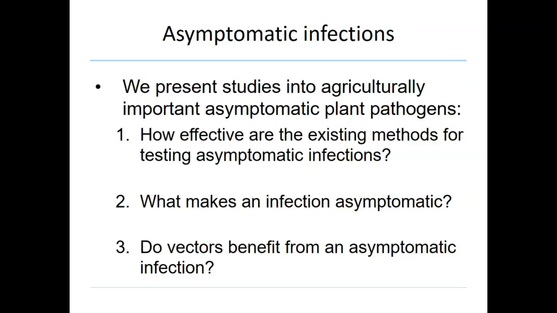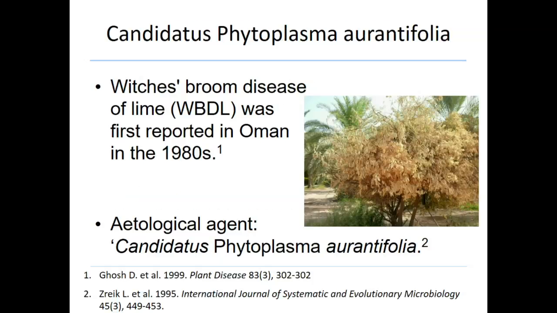So here we're presenting three short studies on an asymptomatic infection of an agriculturally important pest across the world. We're looking at how effective current methods are for detecting these asymptomatic infections. We're looking at the molecular pathways by which a symptomatic infection differs from asymptomatic. And finally, we're going to introduce a brief bit of data about how these asymptomatic infections are interacting with their vectors.